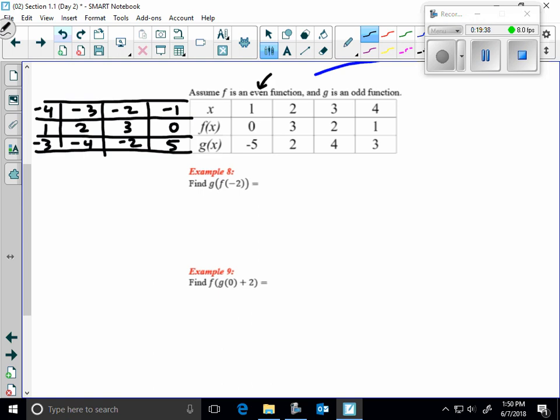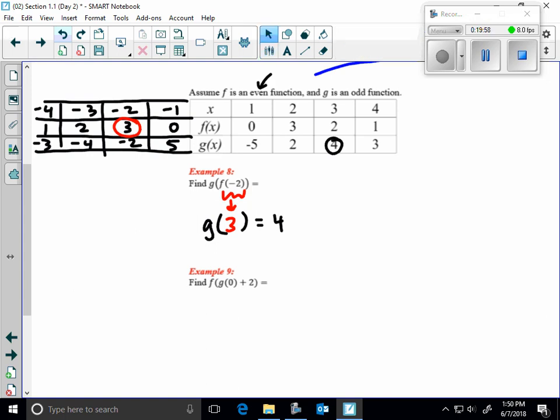Okay, so g of f of negative 2. So what is f of negative 2? Well, according to my table, it's going to be 3. And what would g of 3 be? Well, we could check our table over here. It looks like g of 3 would be 4.